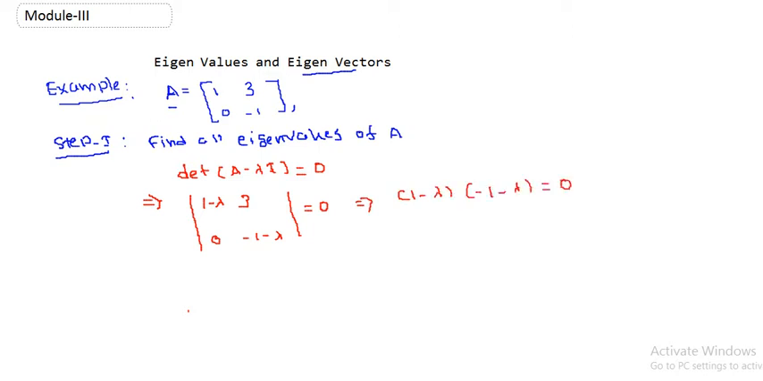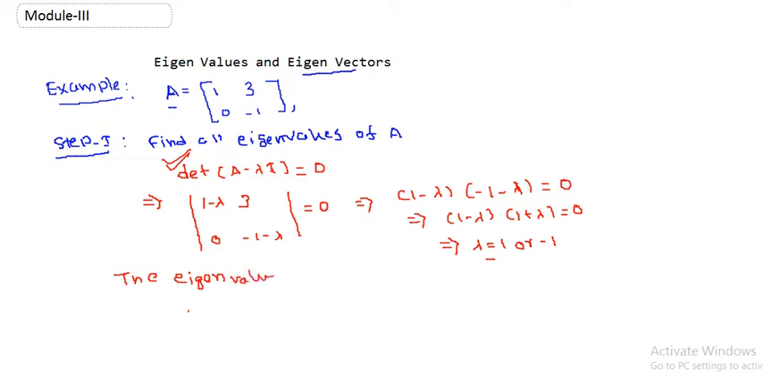From there we get (1 minus lambda) times (minus 1 minus lambda). This is the value of the determinant. So we get (1 minus lambda)(1 plus lambda) equals 0. The roots of this equation are either 1 or minus 1. Those are the eigenvalues of the matrix A, because these are the roots of the characteristic equation of the matrix. So the first step is done: the eigenvalues of A are 1 and minus 1.